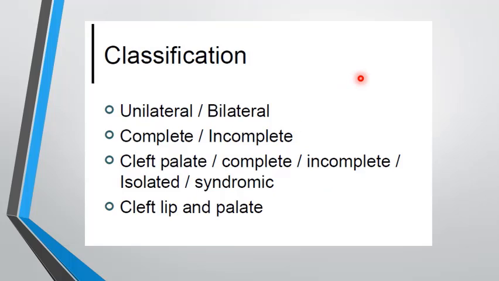So again, the cases could be unilateral or bilateral. It could be complete or incomplete. The cleft palate itself could be complete, could be incomplete, isolated, meaning that there is no cleft lip with it, or syndromic, associated with a syndrome. It could be combined cleft lip and palate.